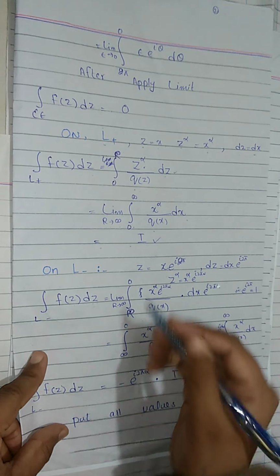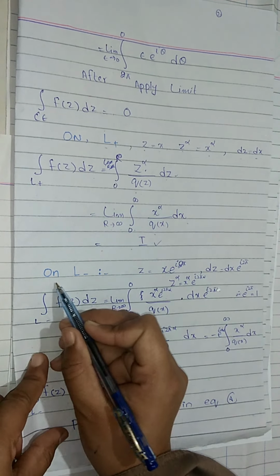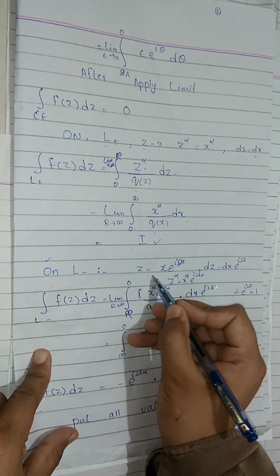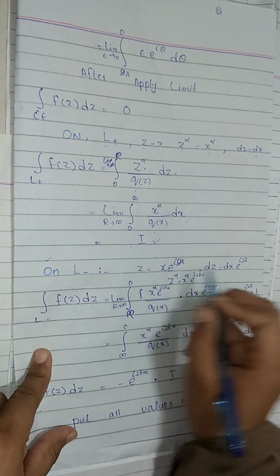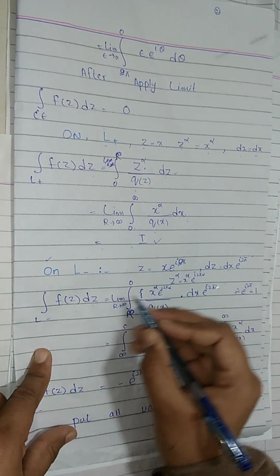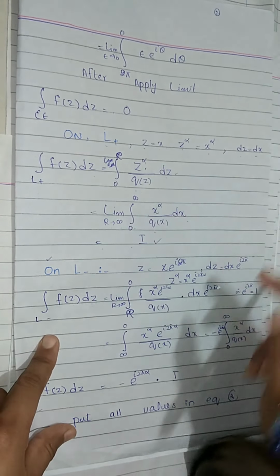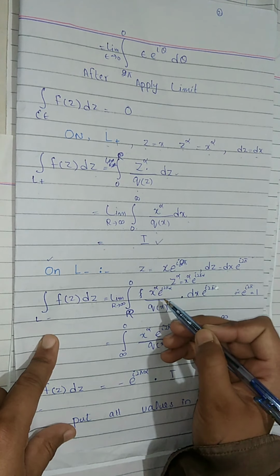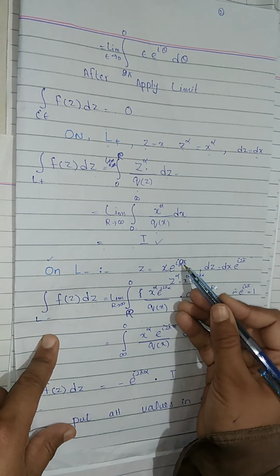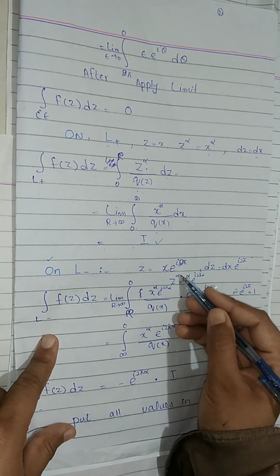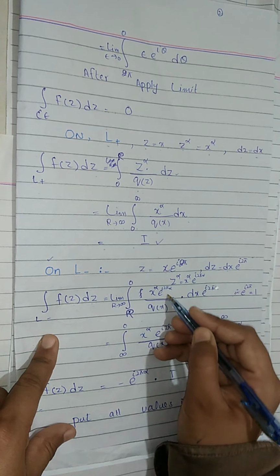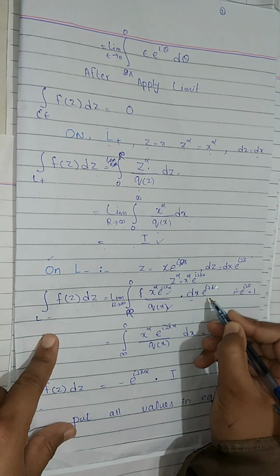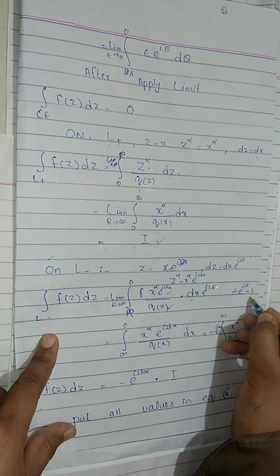Now we will discuss the contour along L positive. It is the integral of f of z dz. The limit along the positive contour is from 0 to infinity, so we take the integral from 0 to infinity of z alpha over q of z dz. Along the x-axis, z is equal to x and z alpha is equal to x alpha, so dz is equal to dx. Just put the values into this integral: the integral from 0 to infinity of x alpha over q of x dx, which is equal to I by the given value.